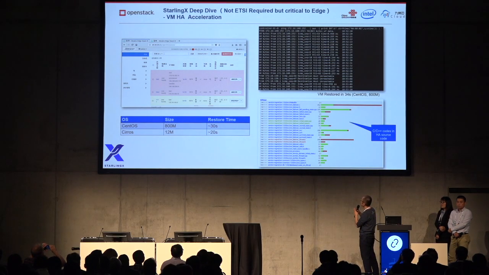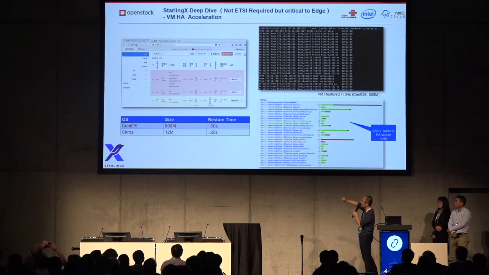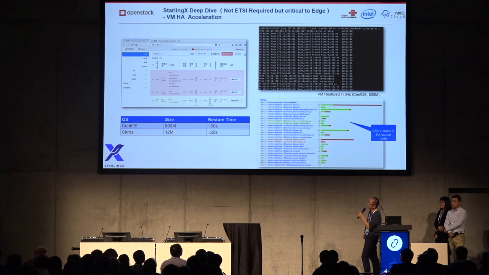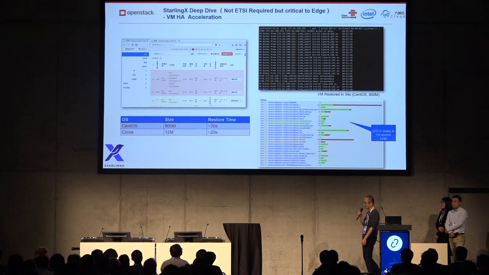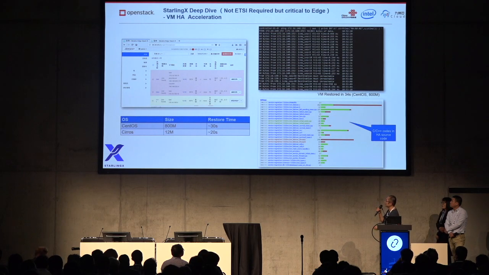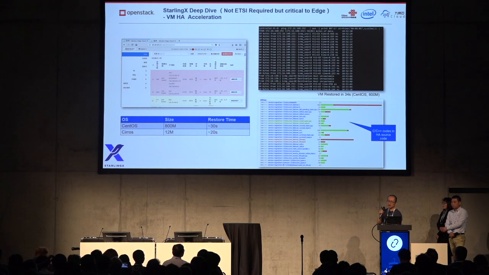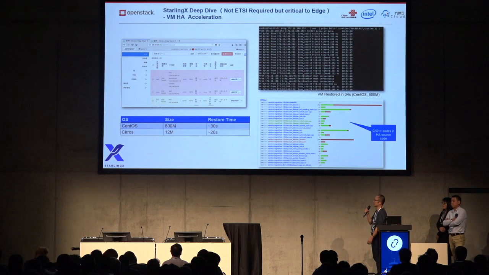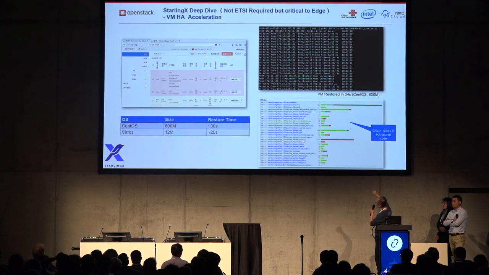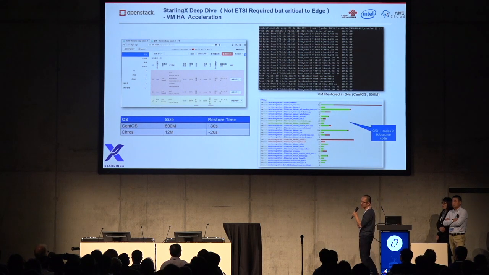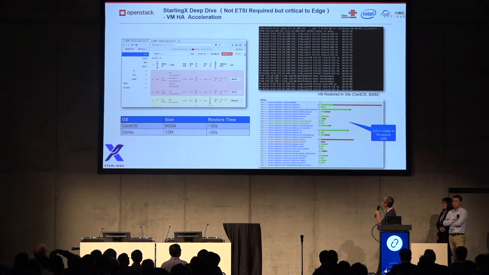But from our testing, after 30 seconds the CentOS virtual machine can be used again. So from the validation, the data is very promising. Actually, 30 seconds is quite quick compared with other regular scenarios. And here is the code of the StarlingX component for the HA control. We can see this component is written in C++.